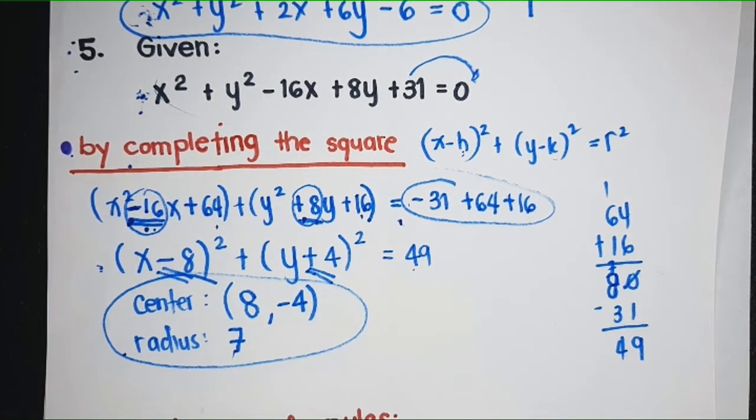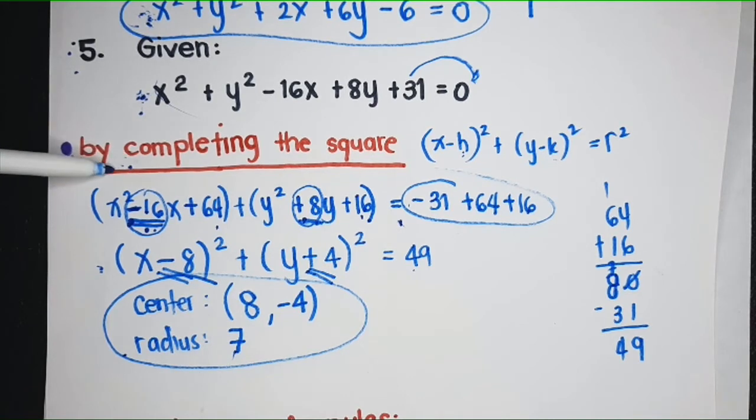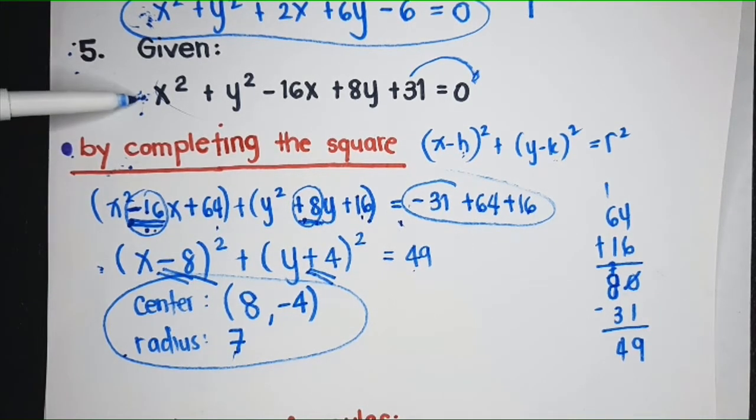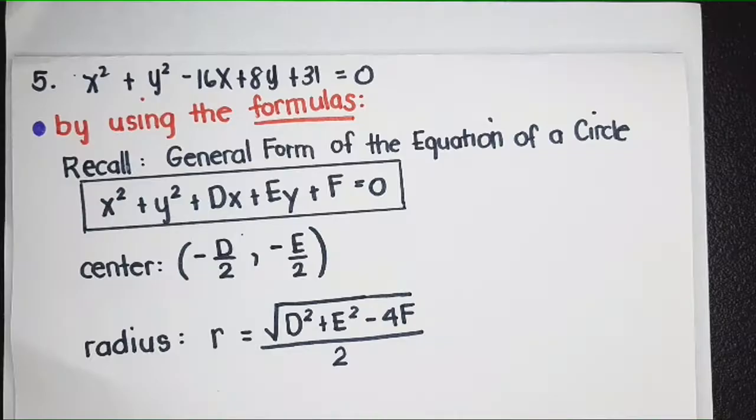Kasi diba, in my past video, tinuro ko sa inyo na hindi lang by completing the square ang pwede nyong gawing method. Pwede rin by using the formula. Okay? Kasi we have a formula to get the radius and the center of the circle written in general form. Okay, sige nga, let's recall the formulas. So this is another solution for number 5.